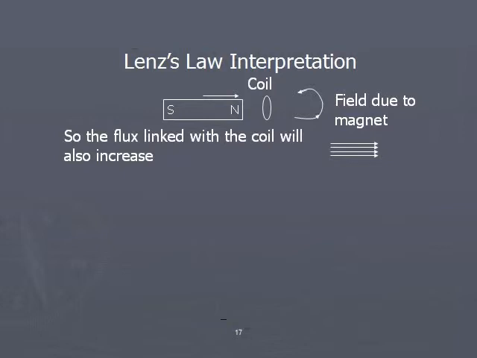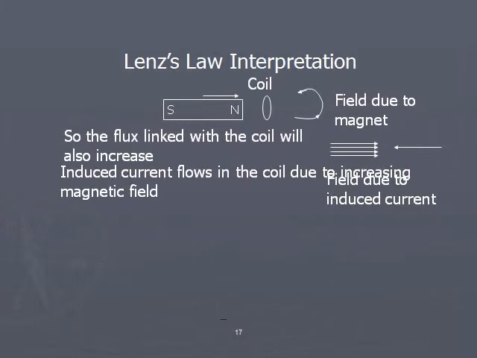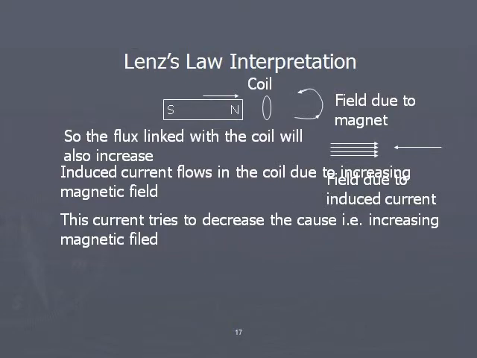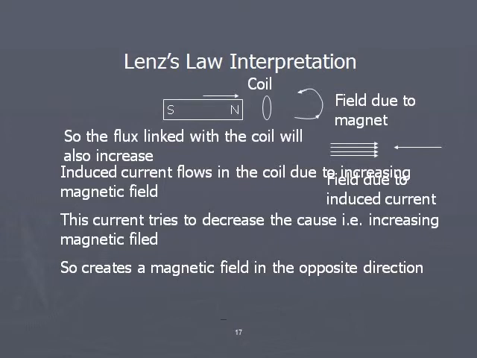Here, the cause of the induced current is the increase in magnetic field. The cause of the induced current is the increase in magnetic field. So the current which is produced, the induced current, tries to decrease the cause. So it tries to decrease the magnetic field, which creates this current.